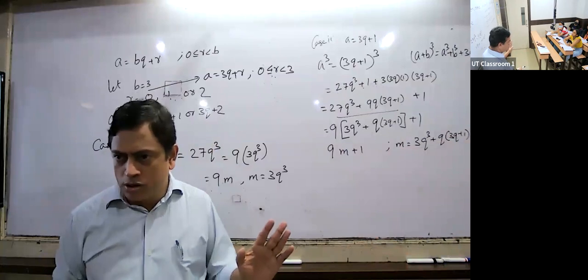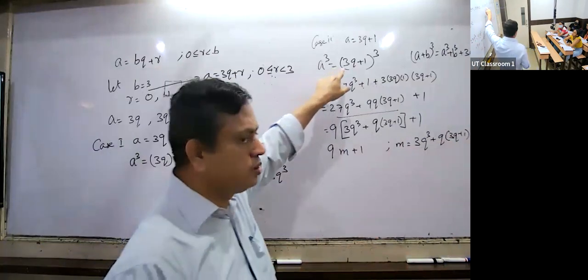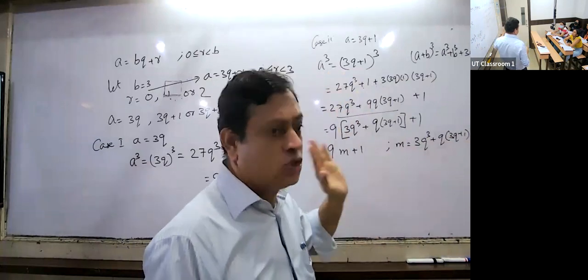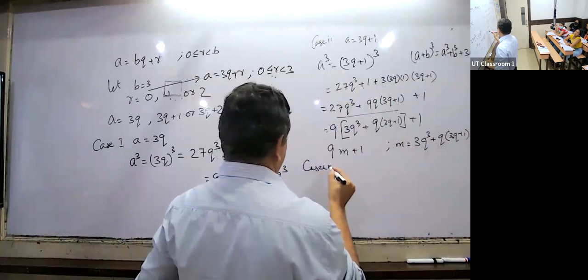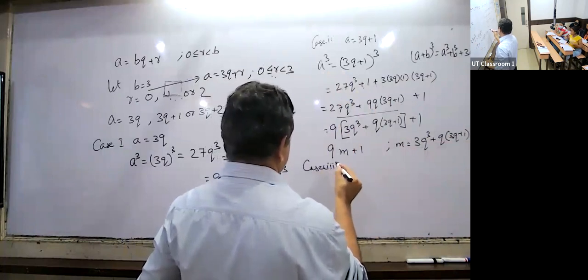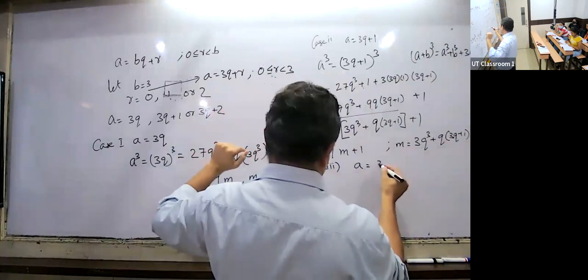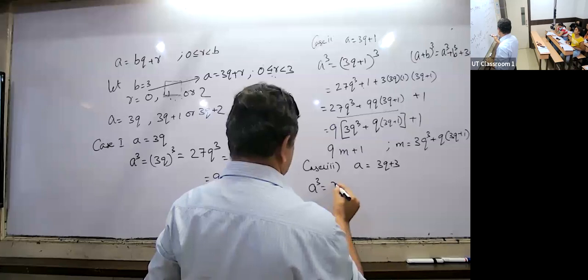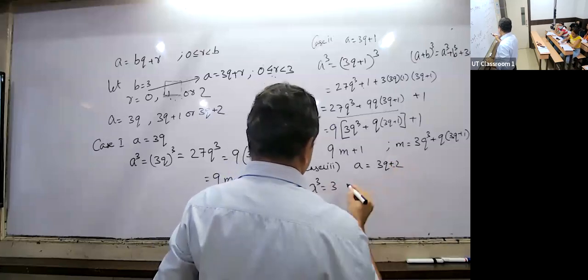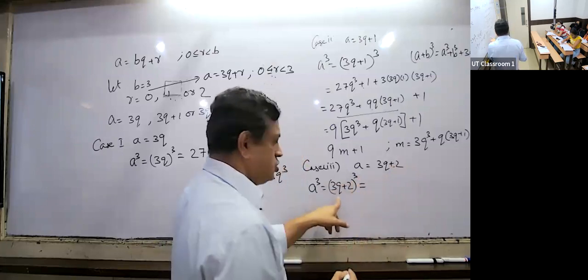Are you all followed? So when a is equal to 3q, this is the one. When a is equal to 3q plus 1, this one you got. It is also of the form 9m plus 1. Case 3, this should be easy for you. What is case 3? When a is equal to 3q plus 2. Here also we need to find out a cube, (3q plus 2) whole cube. Same property we are going to apply. So what will we get?